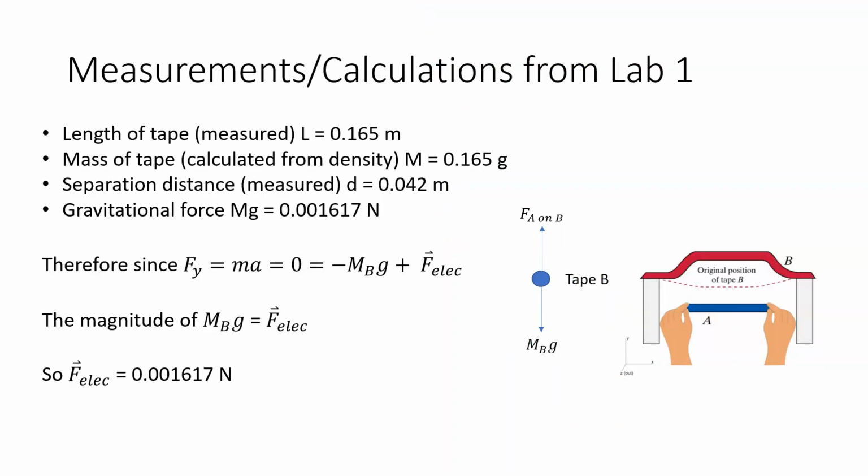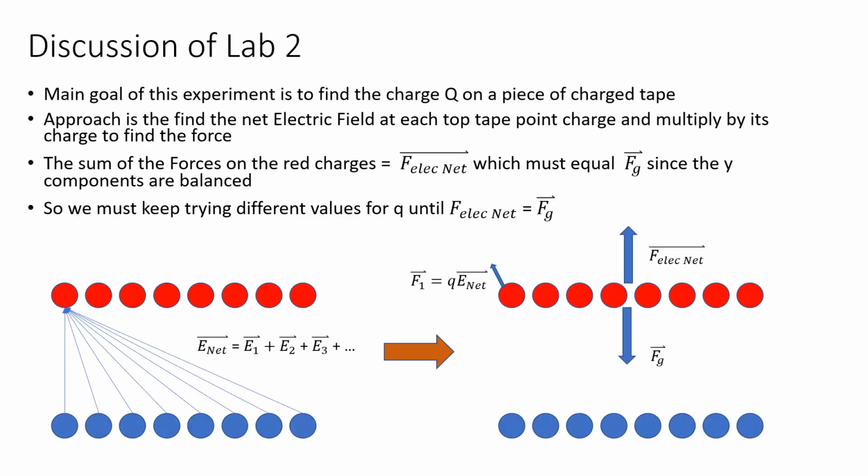And so some measurements that we got from lab 1 were that we had to measure the length of the tape. We got the mass of the tape calculated from a given density of tape. We had a separation distance, which we measured when the above tape floated up, and we had the gravitational force, which was due to mg of the tape. And therefore, since we had summed the y forces, we found that it was equal to 0, and there was only gravity and F electric acting on that top tape. We were able to calculate the magnitude of that F electric force because it has to be equal in magnitude to mg. So, discussion of lab 2.